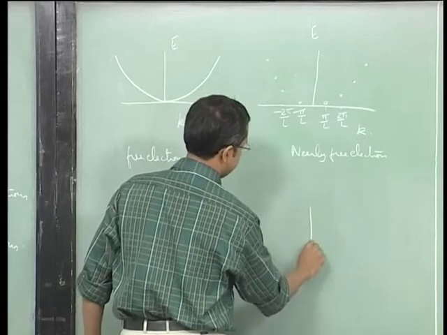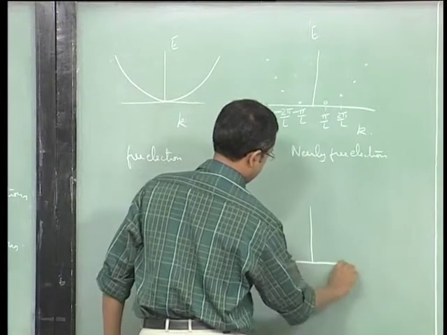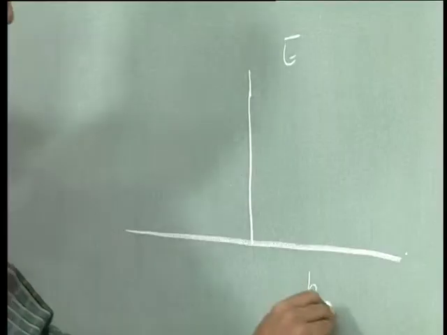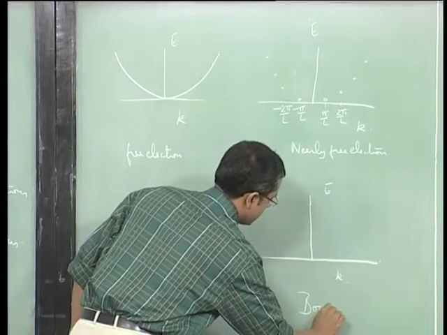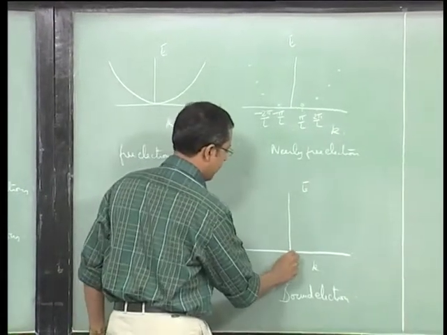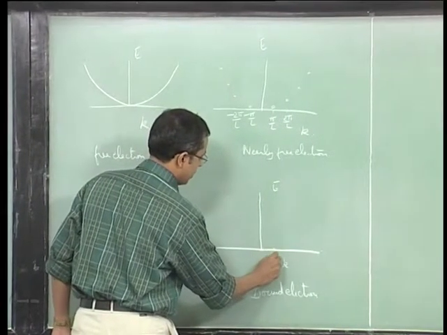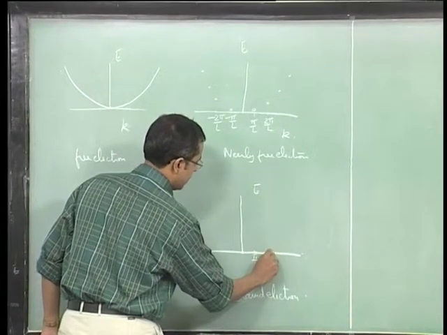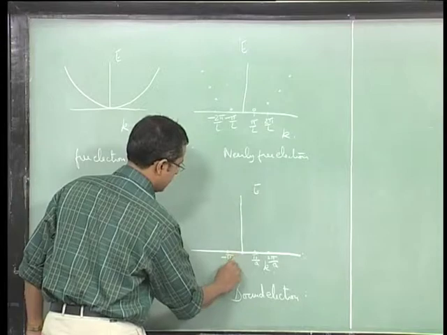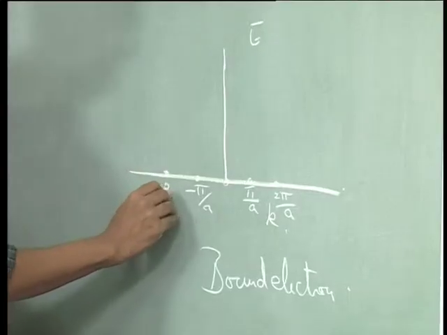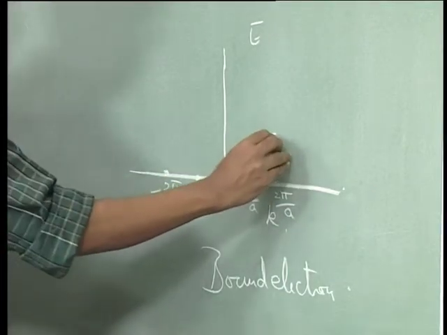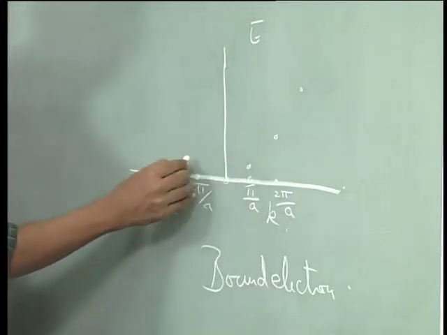So I will just put it here. E versus k, bound electron, so this is n pi by A, allowed values of k. So this is pi by A, this is 2 pi by A, this is minus pi by A, and this is minus 2 pi by A. Correspondingly you will have allowed values of energy, we can have further values somewhere there.